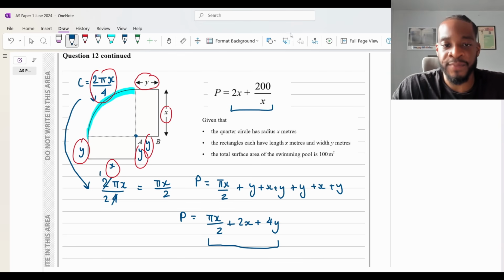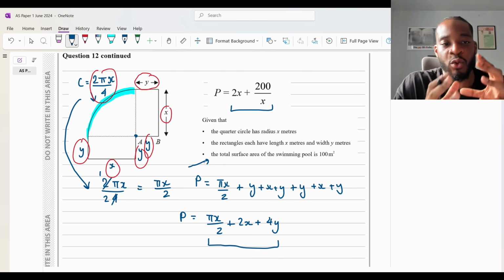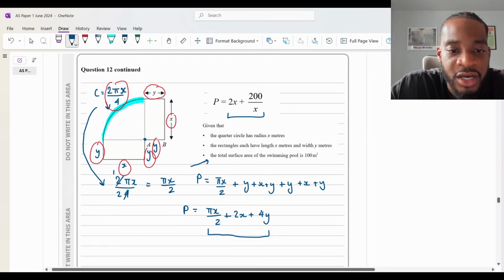Always have a look at the information given. They told us that the total surface area of the swimming pool is 100 meters squared. So that way we can find the expression for the surface area, equate it to 100, and then use algebra to get it in terms of y. So let's go ahead and do that.